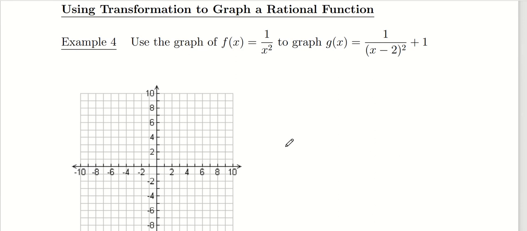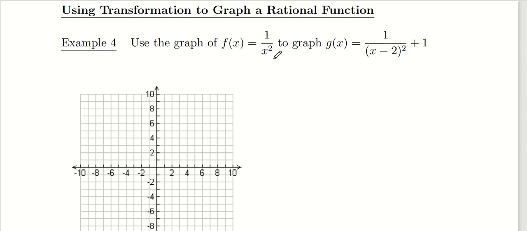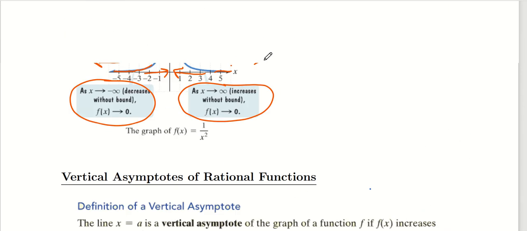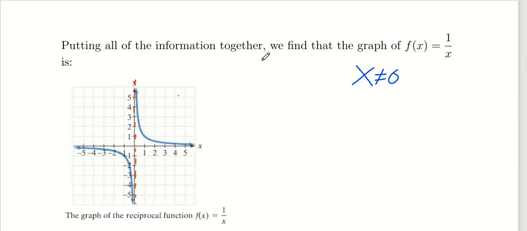We can graph some pretty basic rational functions by using our transformation information. So the graphs of 1 over x and 1 over x squared, we covered those briefly above. Those are two graphs that you want to add to your parent list of functions.